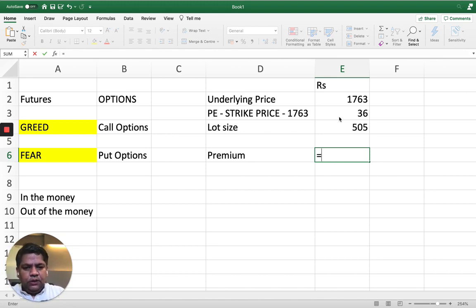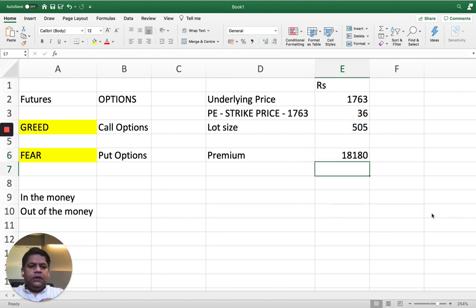Okay. So the premium which you will be giving, since you are buying an option, and as I told you, when you have to overcome your fear, you will buy a put option. When you are feeling greedy and want to take a benefit, you will go and buy a call option. So 505 into 36. Now 18,180 rupees is something which you can give to the market or this option seller.